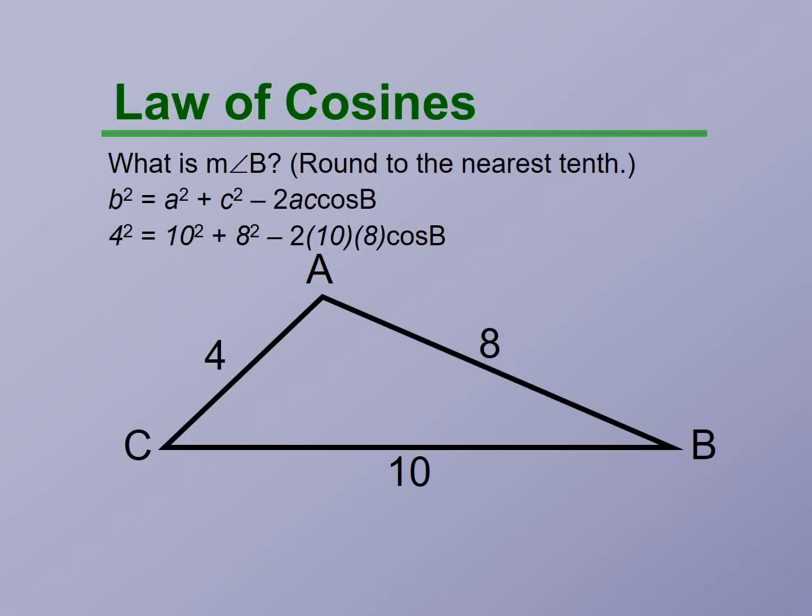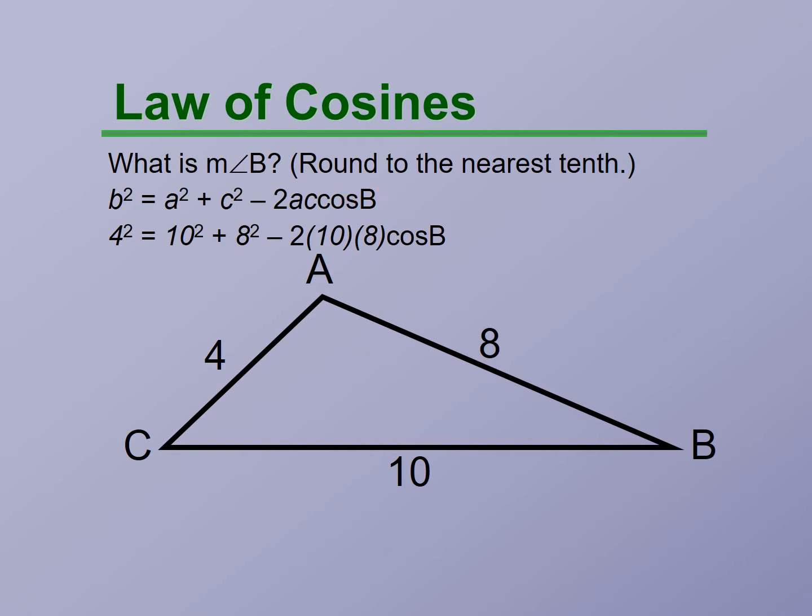In this one, we're going to start with finding angle B because it is opposite the shortest side. So we'll start with angle B. The only form of the law of cosines that has angle B in it is B squared equals A squared plus C squared minus 2AC cosine B. So we'll plug in our known values.